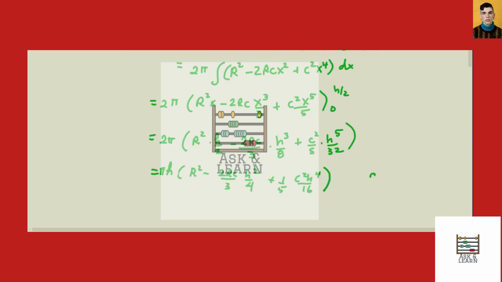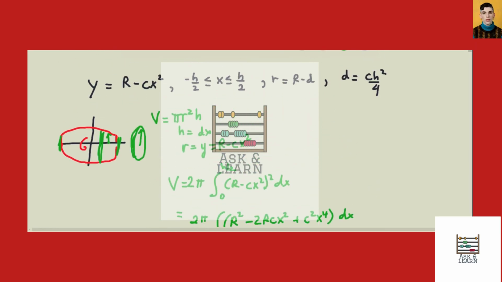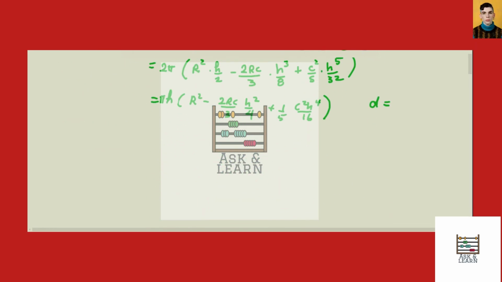Okay, so what I know is that d is ch squared over 4. That's why I wrote it in this way, ch squared over 4. The middle one, I'm going to move the c. I better be careful. That's r, and that was ch squared over 4. So now I have pi h, r squared minus 2r over 3 d plus 1/5 d squared.